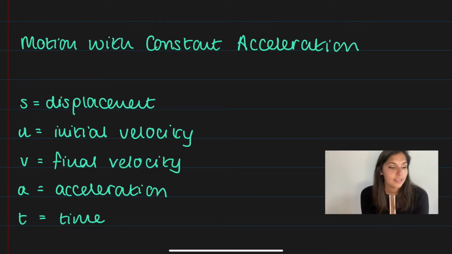So this lesson is about motion with constant acceleration. There are a set of formulae we can use to describe motion with constant acceleration, which we call the SUVAT formulae. The first thing we need to do is define all our variables. S is displacement, U is initial velocity, V is final velocity, A is acceleration, and T is time. And at the moment, we're only going to consider motion in one dimension, so along a straight line.